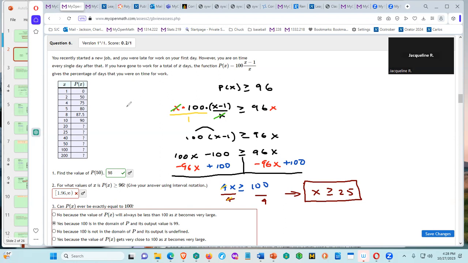What you could have done is the way you got the number for 50, which was 98, you could have done that for all of these on the table, 20, 25, 40, and then on the 25, it would have been for what values of x is p of x greater than 96? Okay, so yeah, you would have gotten all these, and then you would have looked for the 96 in this column, and it would have been at that.